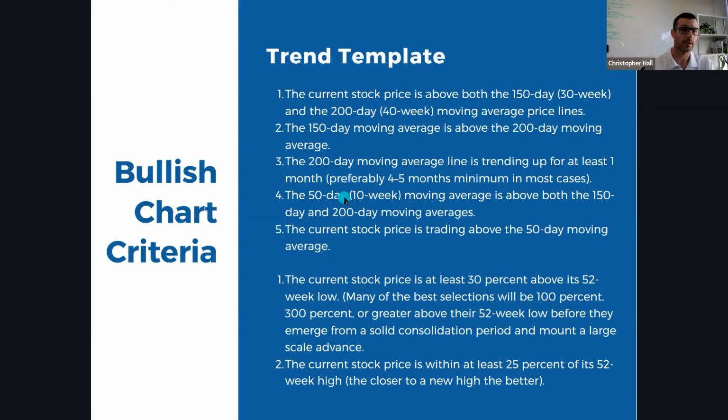The 50-day moving average, which is about 10 weeks, we want to see that above the 150 and the 200-day moving average. That's saying that the last 10 weeks have been moving faster than the months before it. Even though the months before it have been increasing, the 50-day moving average is increasing at a faster rate. So that's telling us that it's accelerating into the pattern. Now, the current stock price is trading above the 50-day moving average.